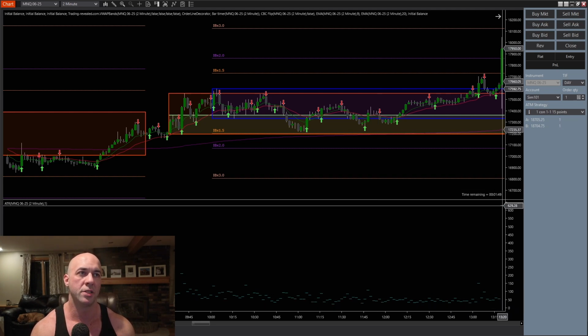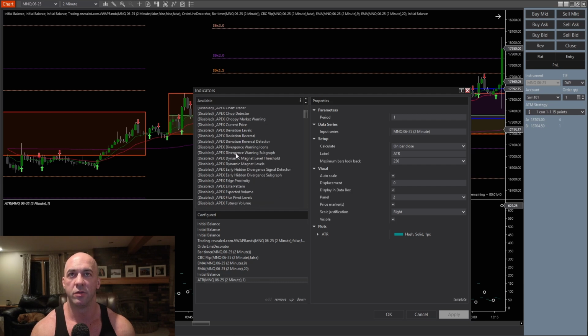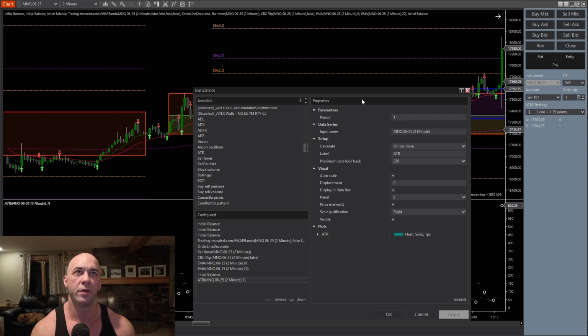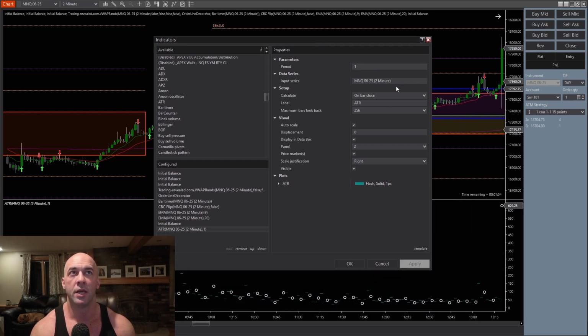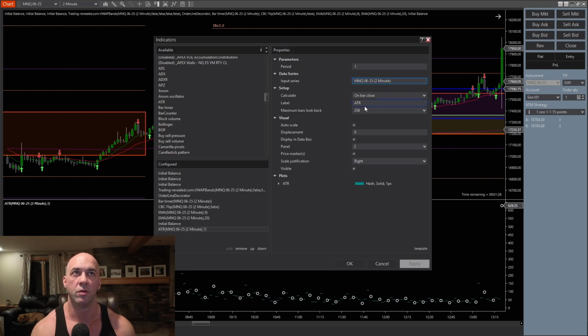The cool thing is that you can change this ATR indicator to suit your needs. If you're on NinjaTrader, this is just ATR, right? That's literally what it's called. If you scroll through this list, called ATR, you can set the period. The period is set to 1, and it uses the input series, whatever chart that you're on. So you could change it to be on daily or whatever. It calculates based off the bar close and the maximum look back, etc. You could just, again, play with these settings, right?